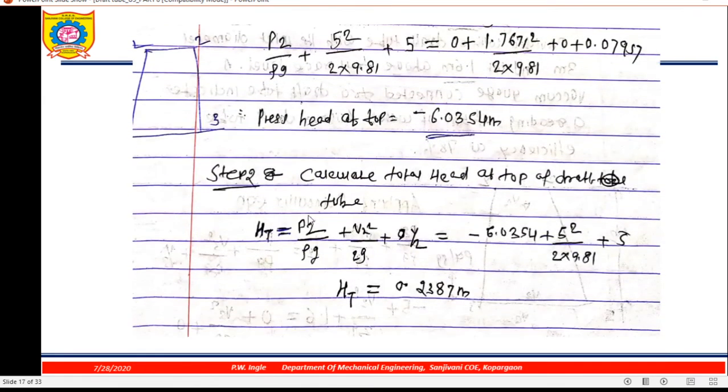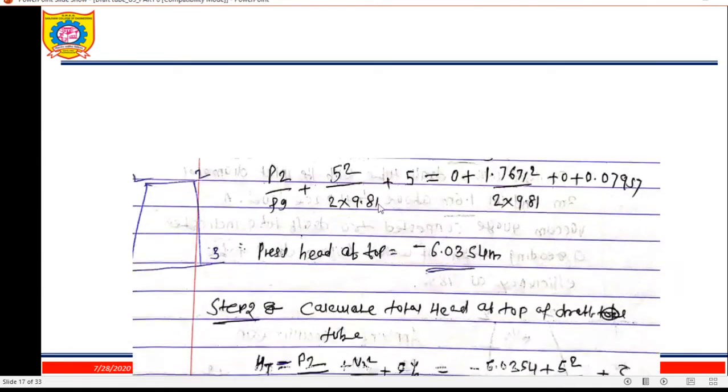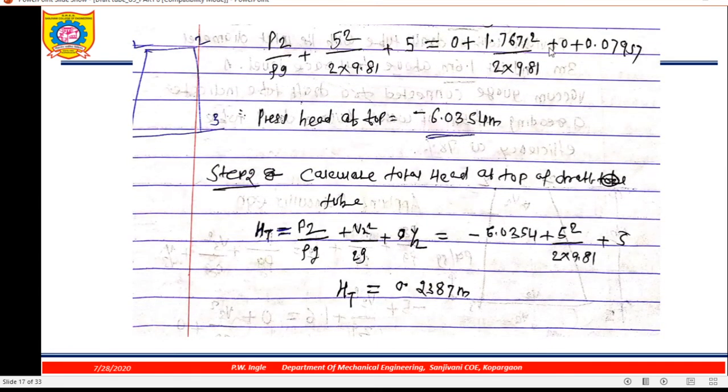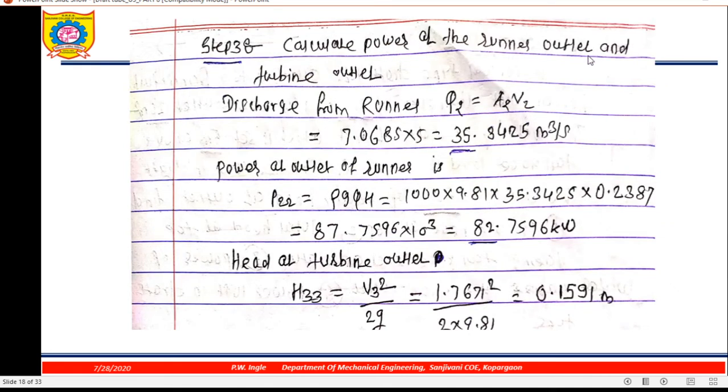Now applying Bernoulli's equation at 2-2 and 3-3. So P2 by rho g plus V2 square by 2g plus 5 equals P3 by rho g, which is 0, plus the loss. So we get the pressure head at top as minus 6.035 meter. Now calculate total head at the top, so it is P2 by rho g plus V2 square by 2g plus Y2.